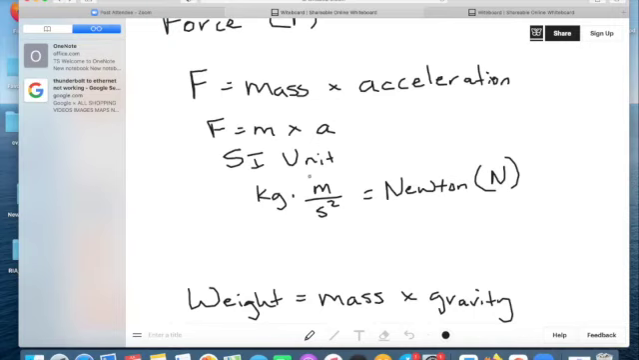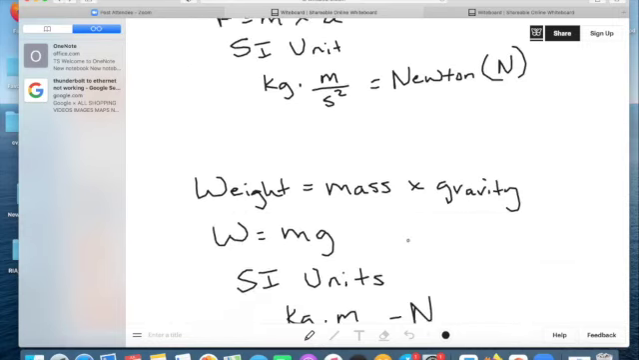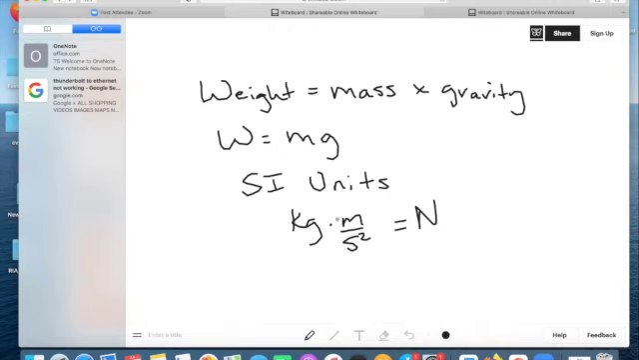All right. So weight is a form of force in the downward direction towards the Earth's surface, which is why they are similar and have the same SI units. All right, so let's go back to the slides.